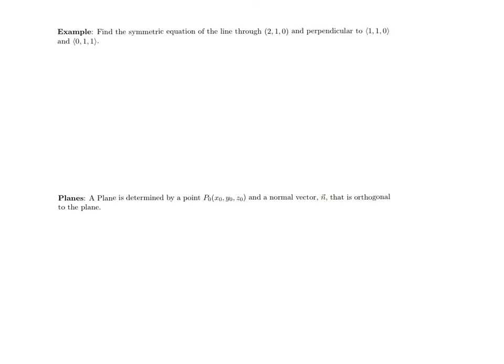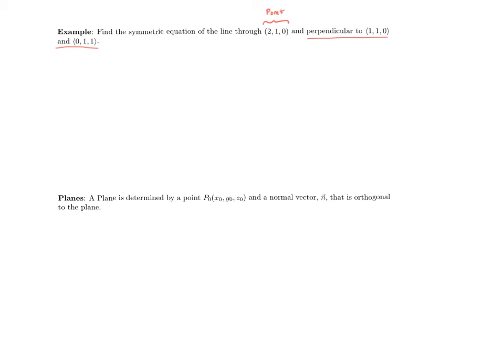All right, so to look at an example, let's find the symmetric equation of the line that goes through the point 2, 1, 0. So remember, for a line, we need two quantities. We need a point and a direction. And the point we have is 2, 1, 0. And the direction is described as being perpendicular to the vectors 1, 1, 0 and 0, 1, 1.